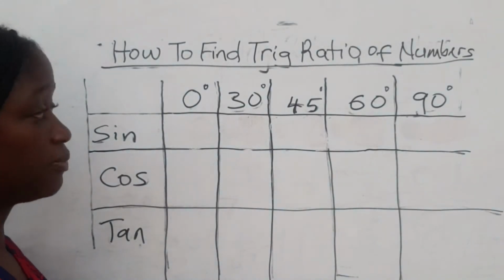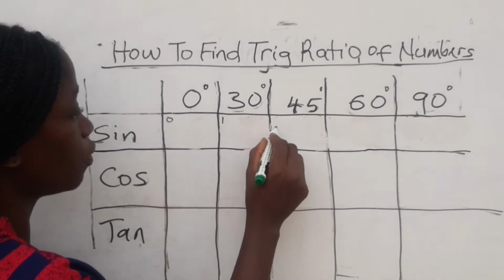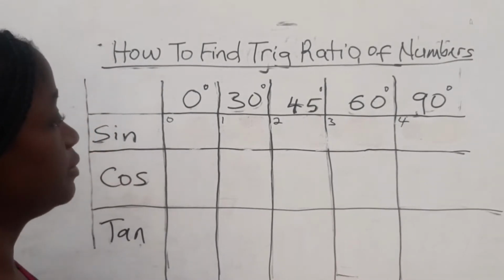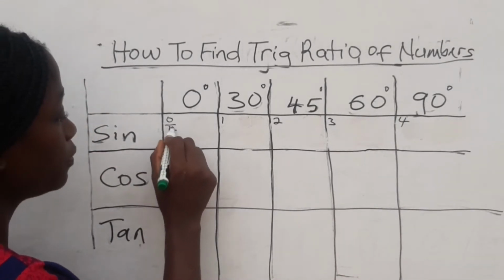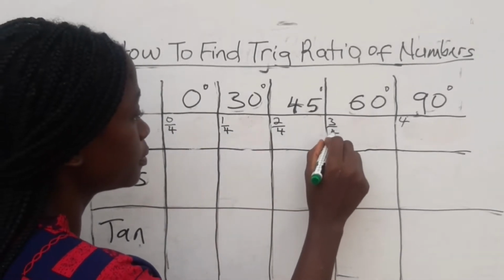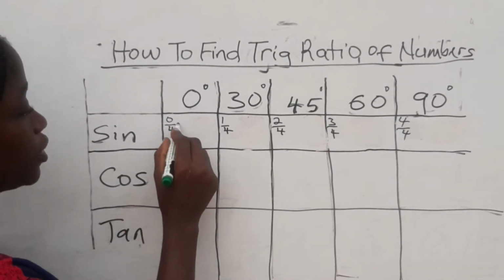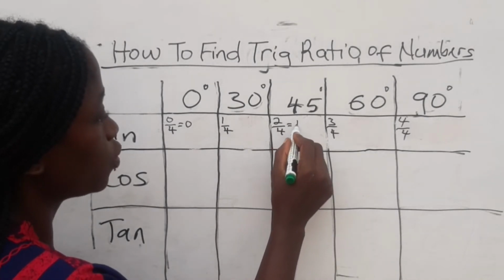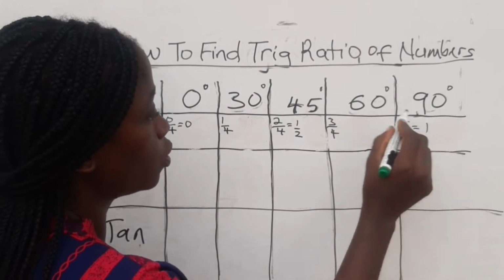Now the first step that we are going to take is that we are going to number this from 0 to 4, and then our second step will be to divide through by 4. Now when you do that, 0 divided by 4 gives us 0, 2 divided by 4 gives us 1 over 2, and then 4 divided by 4 gives us 1.